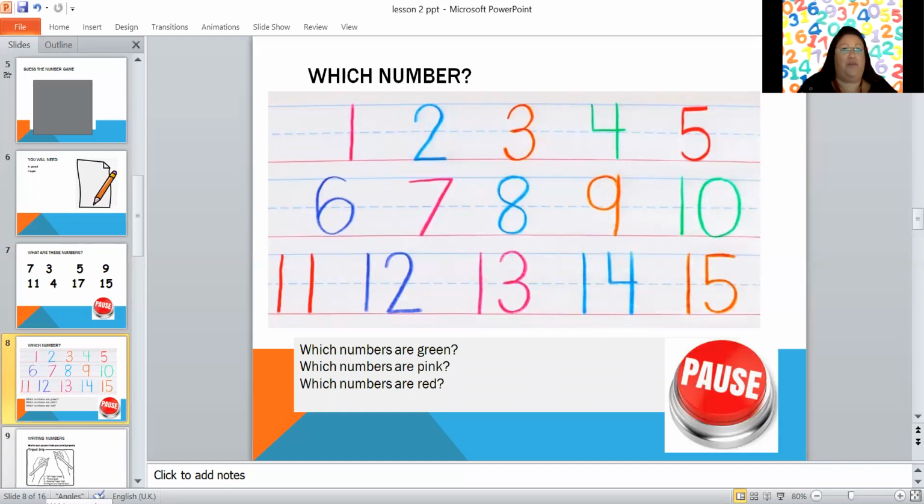That's right, there are 3 pink numbers. We've got the number 1. There it is. We've got the number 7. And then this 1 and 3 together, which make the number 13.